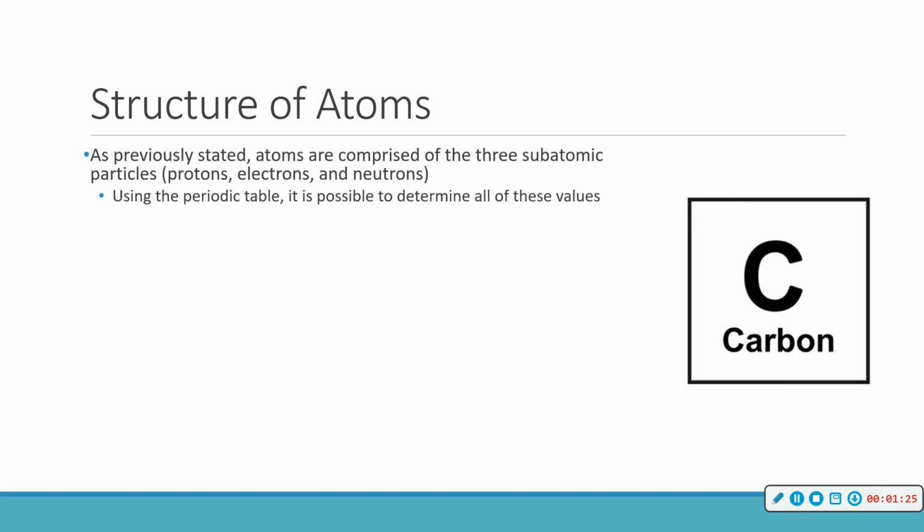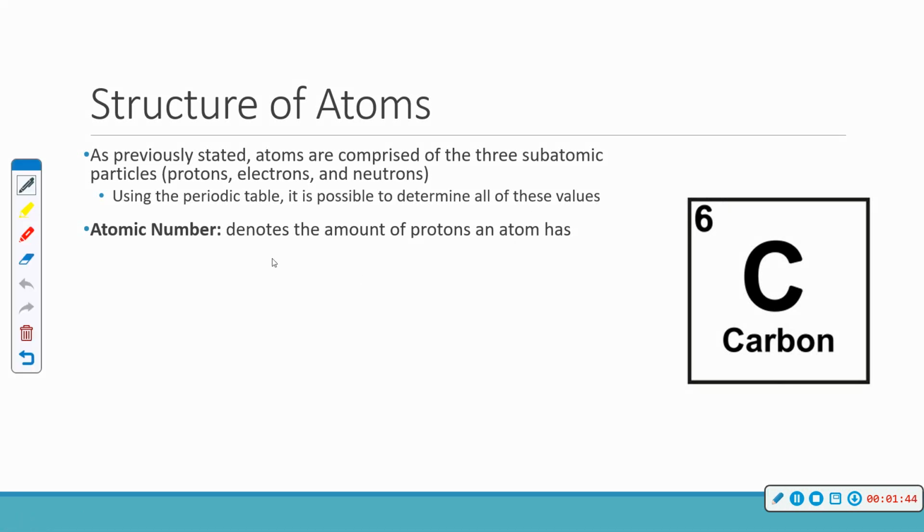Now, this is typically what an element on the periodic table is going to be listed as. As you can see, we are working with carbon. The symbol for carbon is the letter C. Now, the first number that we're going to talk about is the atomic number, which is the top number that you see right here. What the atomic number literally describes is simply the amount of protons that that atom or element is going to hang on to.